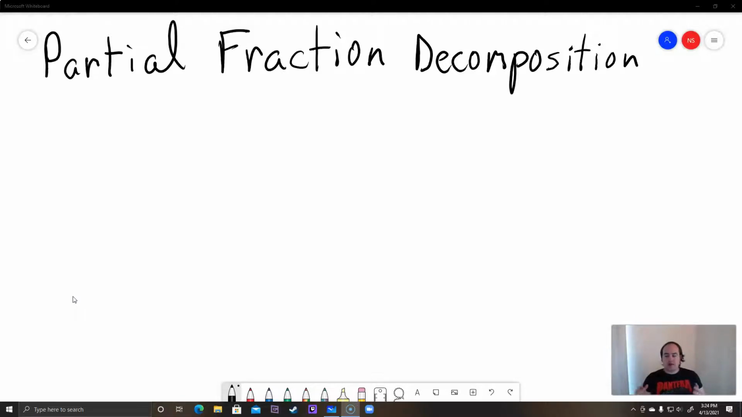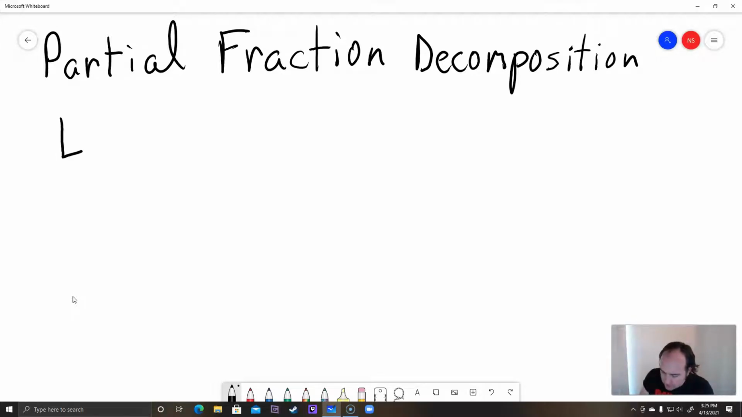Now, partial fraction decomposition. What decomposition means is to break up a whole into little parts. The basic idea is you're going to have a single fraction, and when you do a decomposition, it breaks into multiple fractions. So it'll become two or more fractions. We're going to go through an example here so you can see exactly what I'm talking about. But basically, you take one fraction and you split it up into two or more smaller fractions. That's basically what decomposition means.